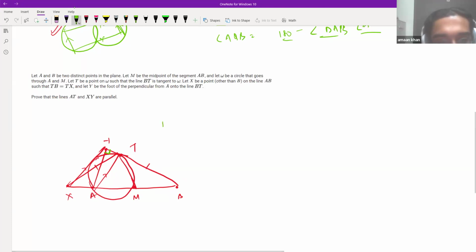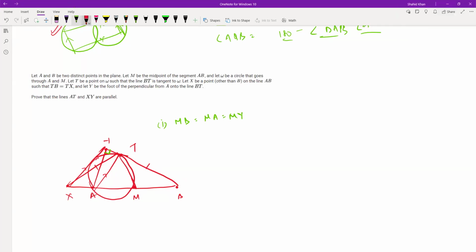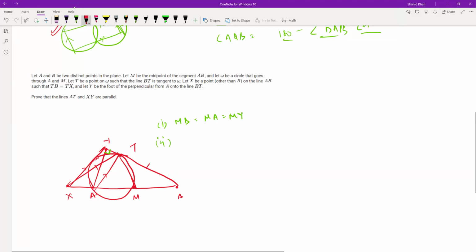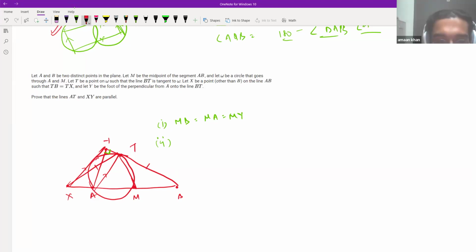So I'll write it down here. We have one thing that MB is equal to MA is equal to MY. We can write it like this, that M is the circumcenter of this. Also, since BT is tangent to the circle, OT will be parallel to AY. Oh, you mean MT? Oh, no, wait. O is the center of which circle? O is the center of omega.